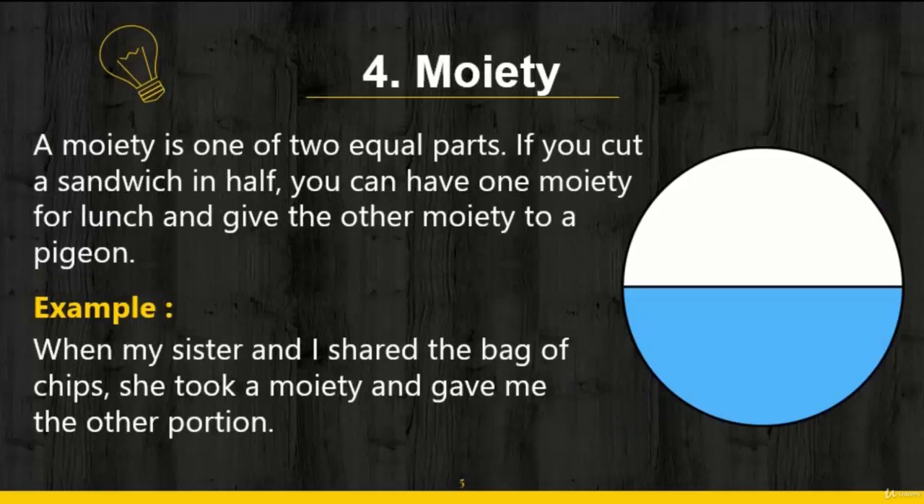Moiety. Now, a moiety is one of two equal parts. If you cut a sandwich in half, you can have one moiety for lunch and give the other moiety to the pigeon. For example, when my sister and I shared the bag of chips, she took the moiety and gave me the other portion.